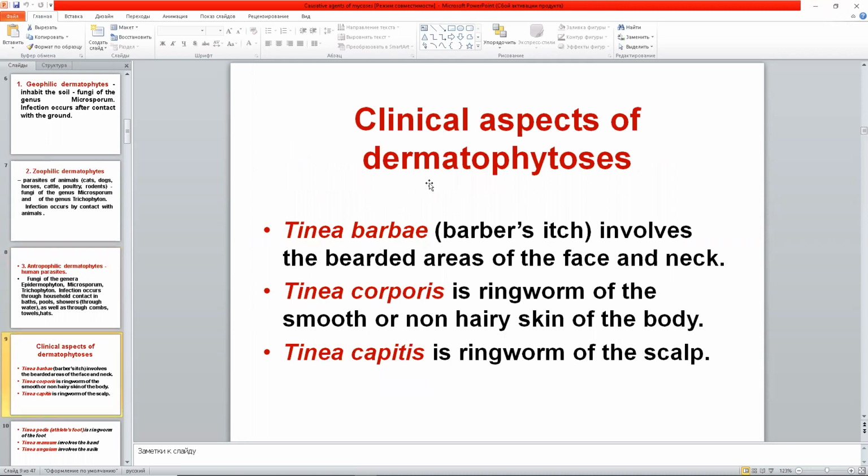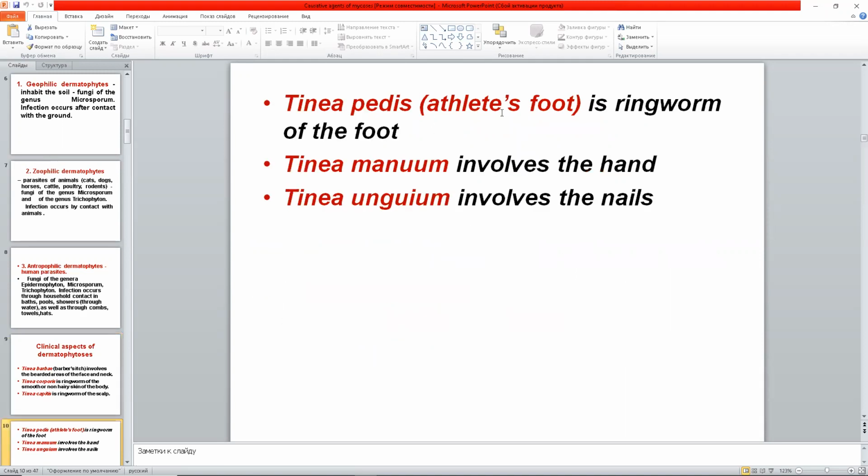So, clinical aspects: which clinical forms are described officially, maybe not important for you really. Tinea barbae involves the bearded areas of the face and neck. Tinea corporis is ringworm of the smooth, non-hairy skin of the body. Tinea capitis is ringworm of the scalp. Tinea pedis, athlete's foot, is ringworm of the foot. Tinea manuum involves the hand, and tinea unguium involves the nails.